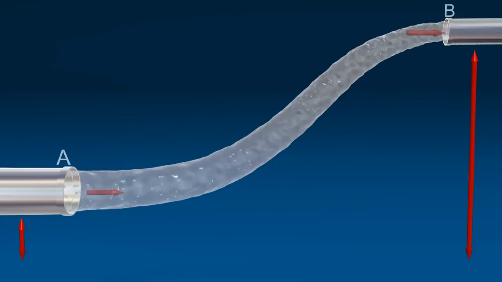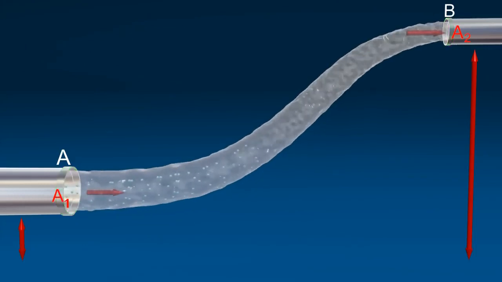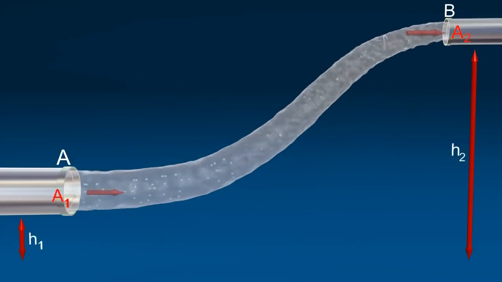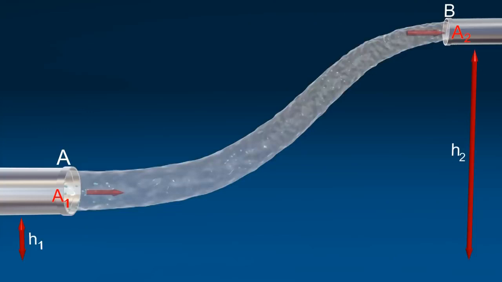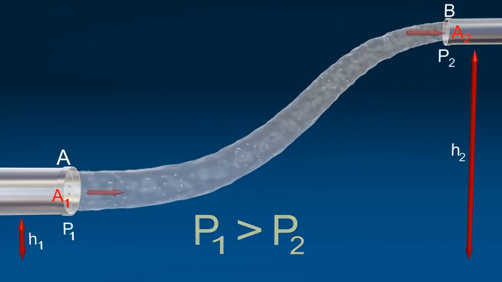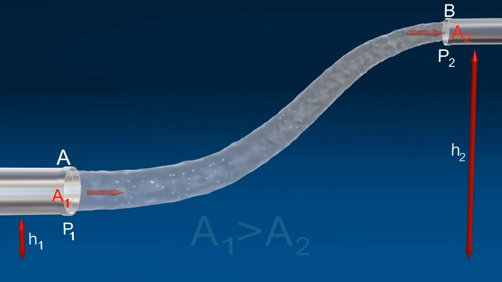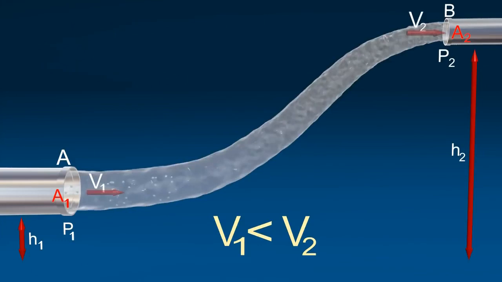Consider a tube AB of varying cross-section A1 and A2 and at different heights H1 and H2. Liquid is flowing from A to B. P1 is greater than P2. Here, A1 is greater than A2. So, V1 is less than V2.